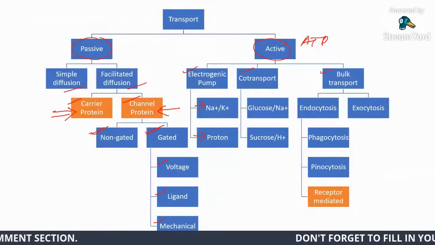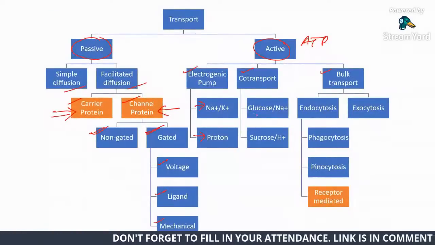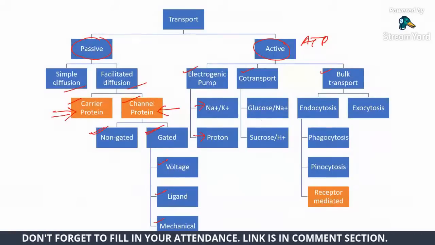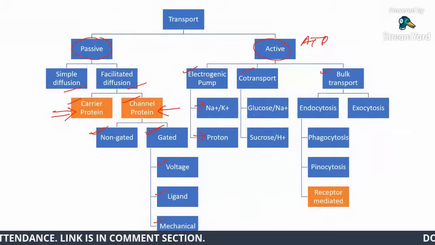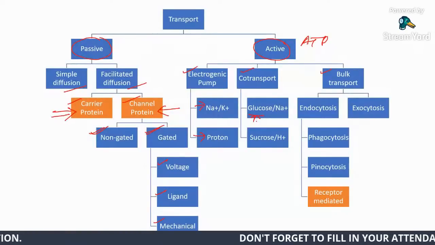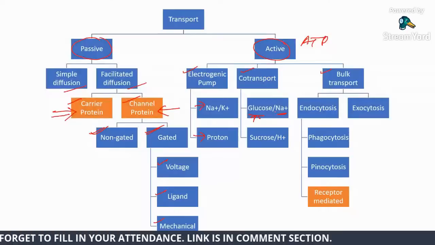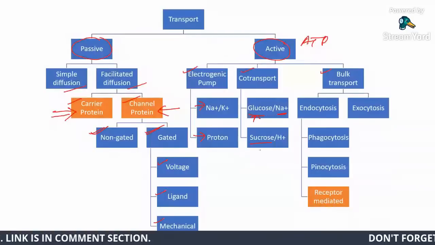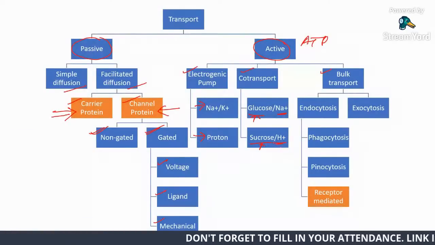Next one is you learn about co-transport, where we transport one substance with another substance, whereby the other substance is basically transported passively. In this case, glucose is transported against its concentration gradient. However, Na plus is transported following its concentration gradient. Okay, so this is co-transport. Similarly, sucrose is also transported against the concentration gradient. However, H plus is transported following the concentration gradient.